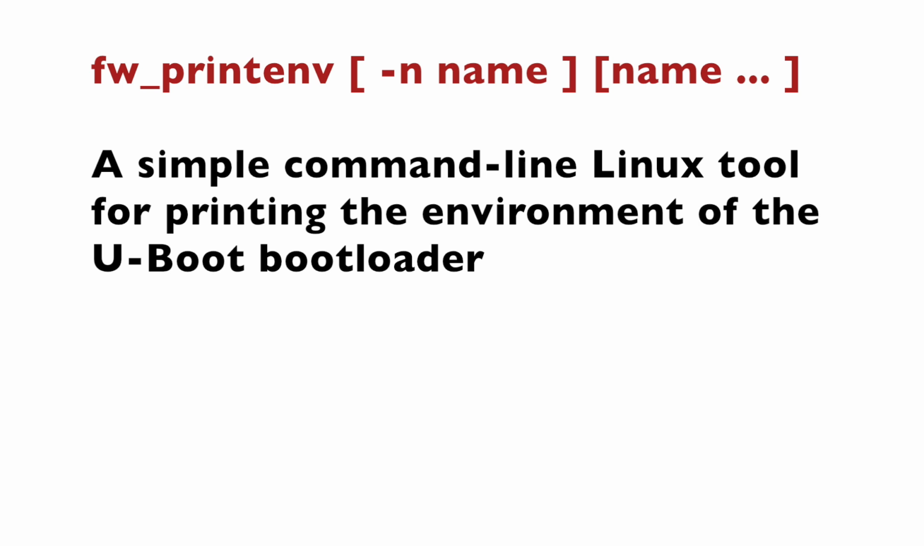fw_printenv is a simple Linux command line tool for printing the environment of the U-boot bootloader. It works the same way as printenv in U-boot shell. However, fw_printenv works from the Linux user space. If you want to check the value of a particular U-boot environmental variable, just provide it as an argument, as I did, for example, with the hello variable.